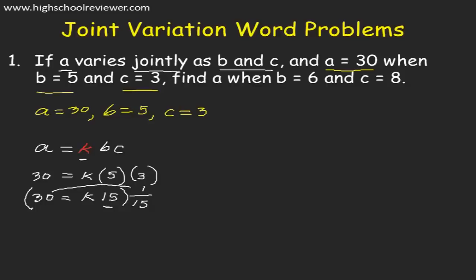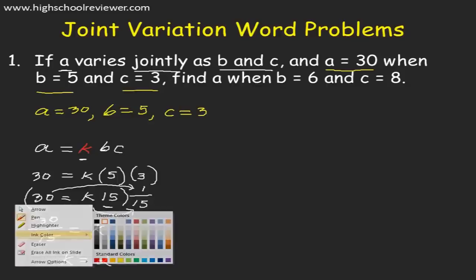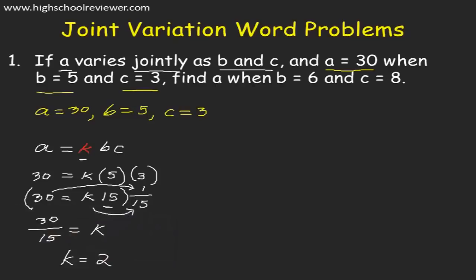So we have here 30 times 1 over 15, that will be 30 divided by 15, equals K times 15 times 1 over 15, this will be equal to K, since 15 divided by 15 is 1. So our K here is equal to 30 divided by 15, which is 2. Okay. We have the value for K. Now, let us know the second values of A, B, and C.